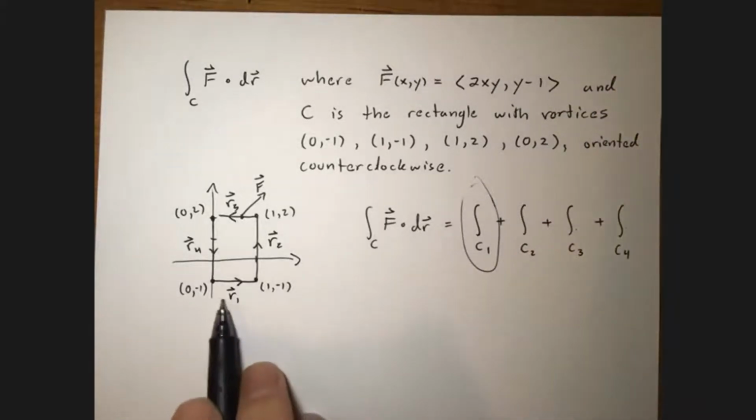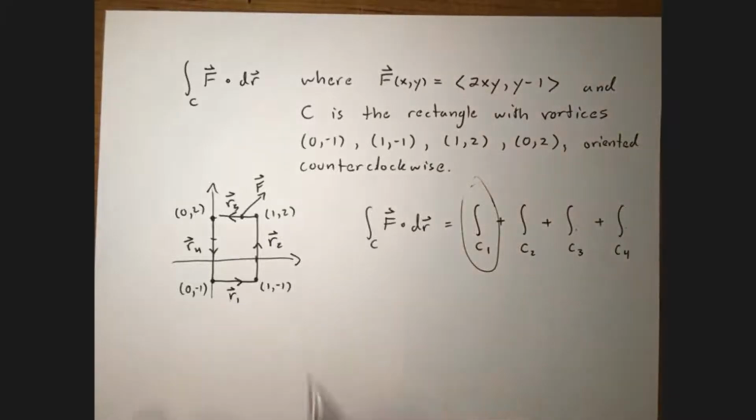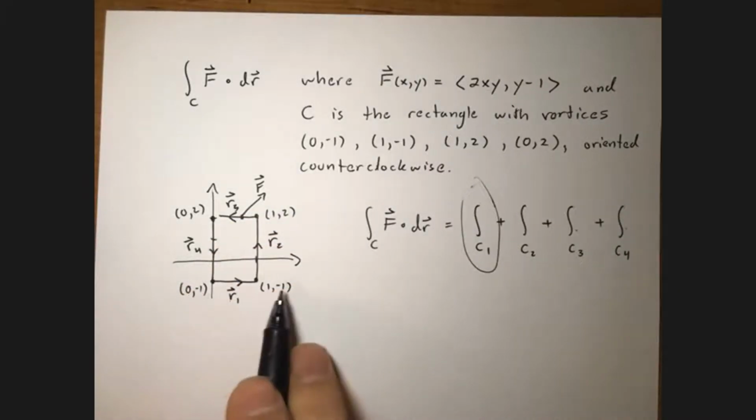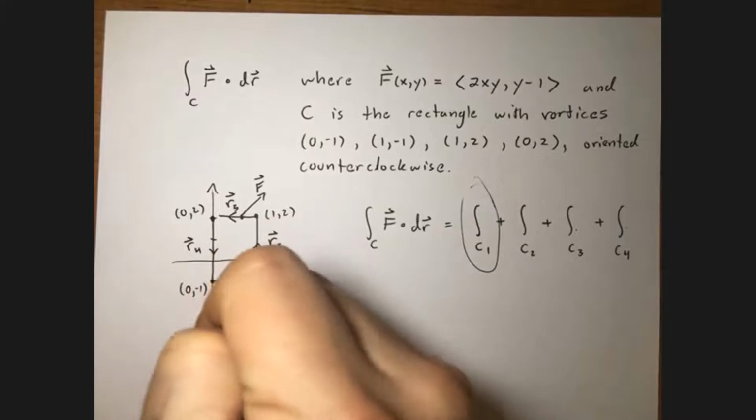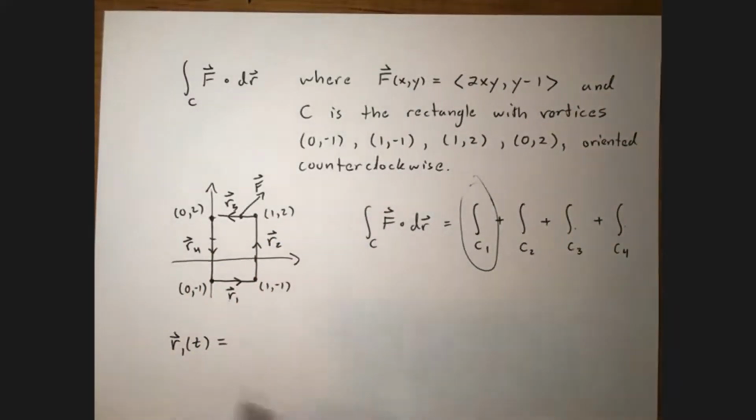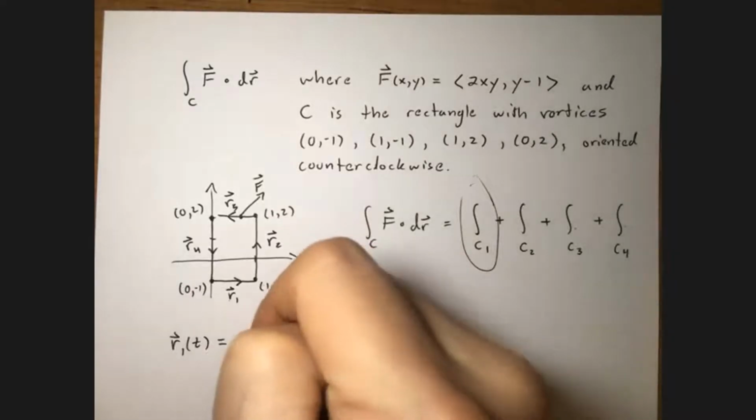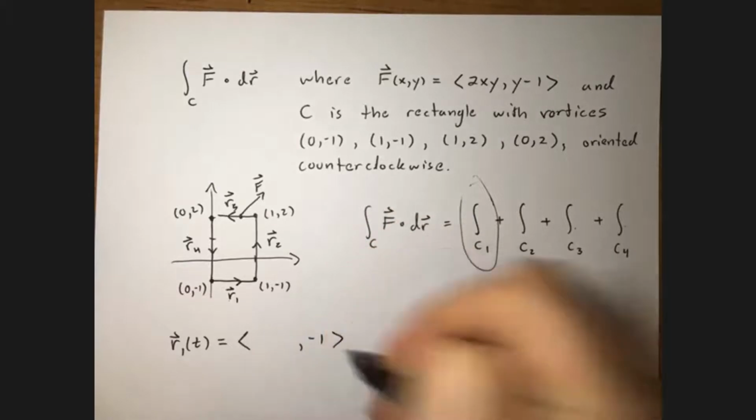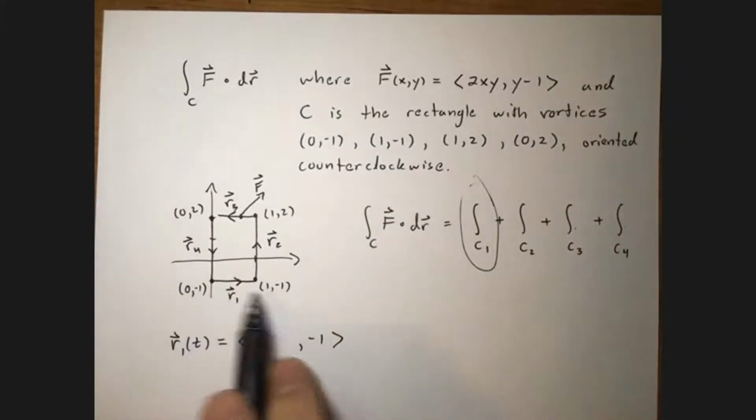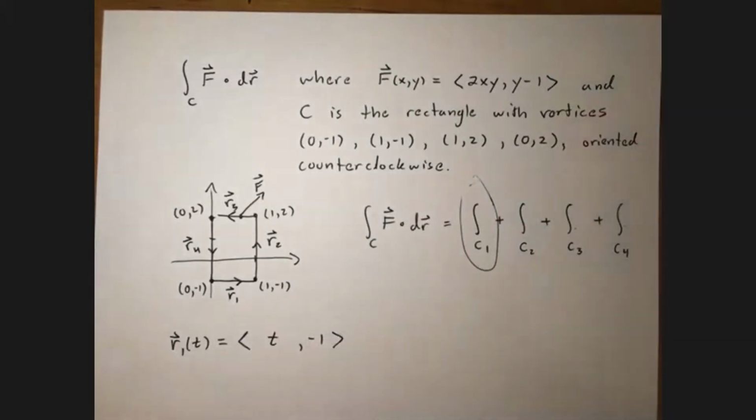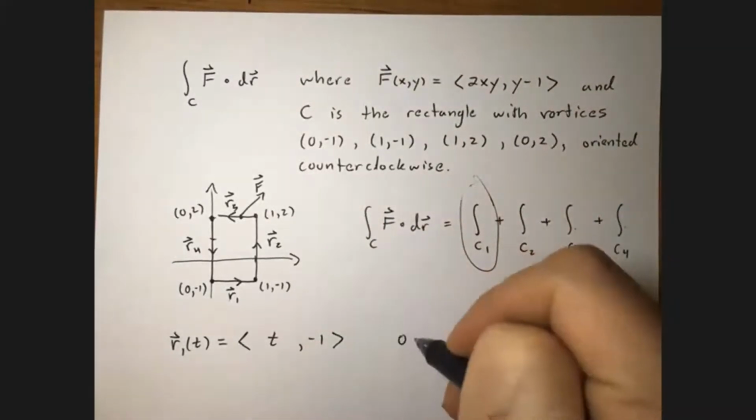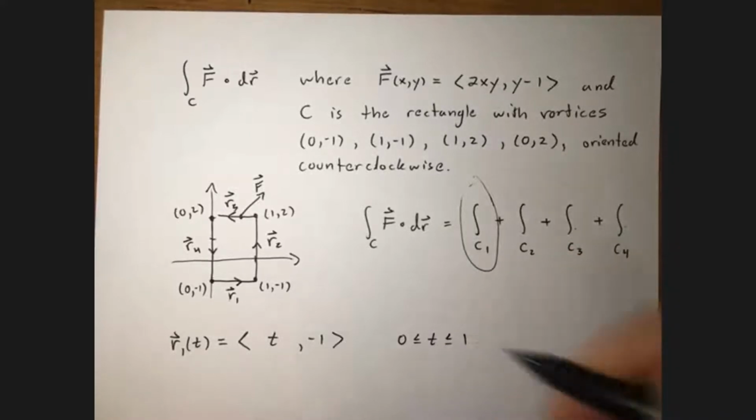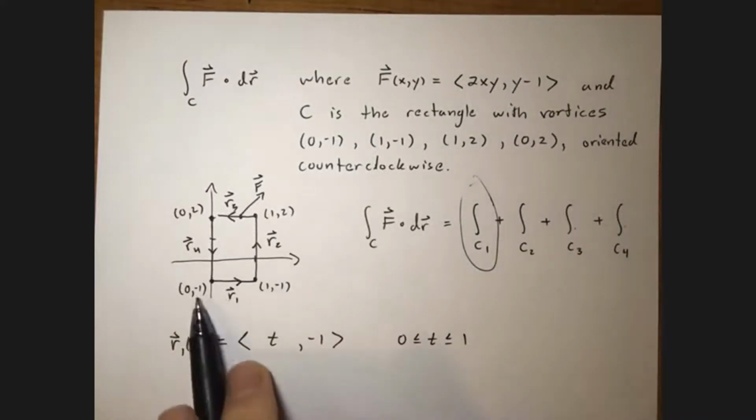So we need to parameterize R1. R1 goes from this point to this point. Its y-coordinate stays the same. So I know that when I parameterize R1, the y-coordinate is always equal to -1. Now the x-coordinate goes from 0 to 1. So how about I put a t here? t goes from 0 to 1. When t is 0, it's going to put me at this point, and when t is 1, it's going to put me at this point. So that parameterizes that curve.